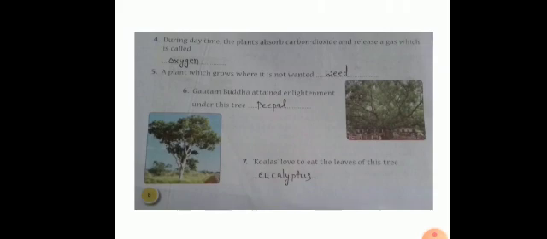See the seventh one now. Koalas love to eat the leaves of this tree. Now, which tree? Eucalyptus. The answer is eucalyptus. You can see the picture also aside.